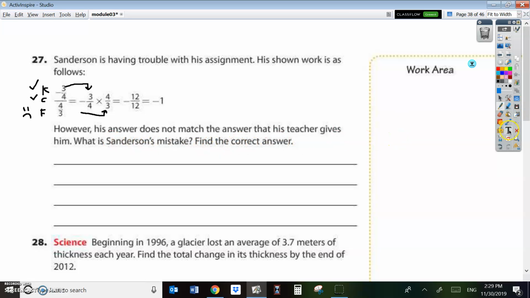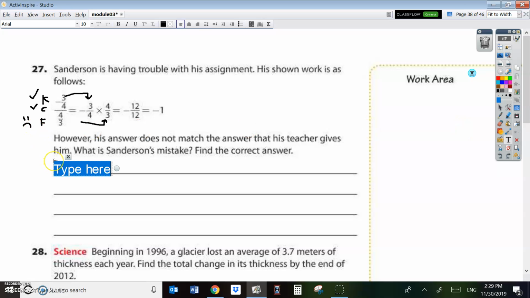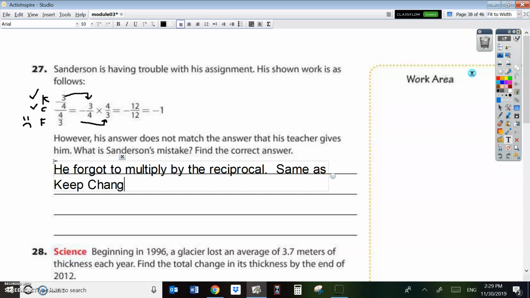What is his mistake? Find the correct answer. So he forgot to multiply by the reciprocal, same as keep, change, flip. Now let's find the correct answer.